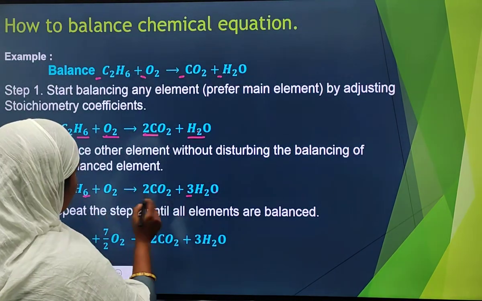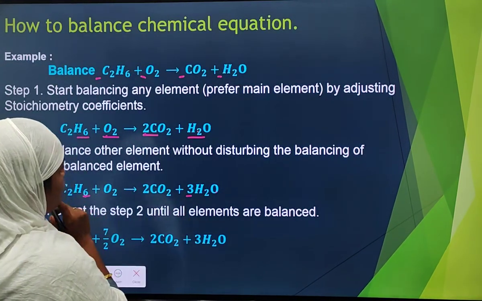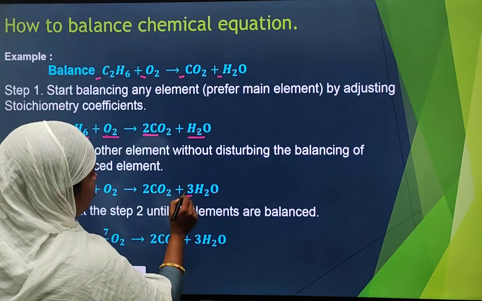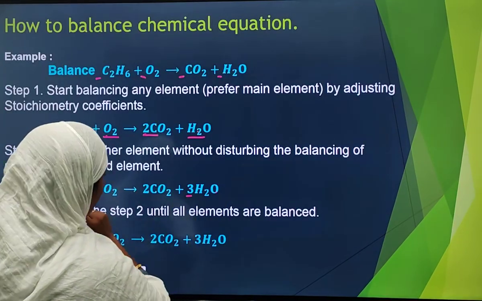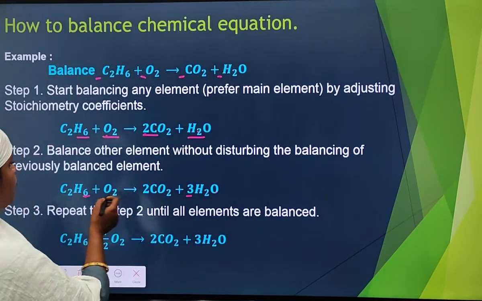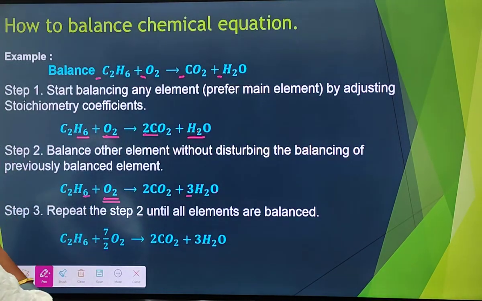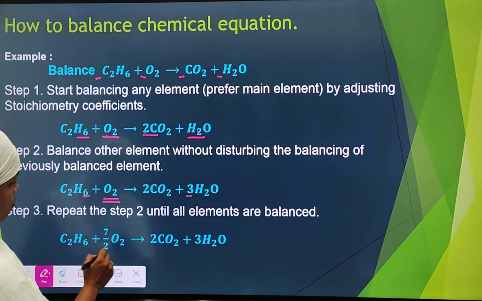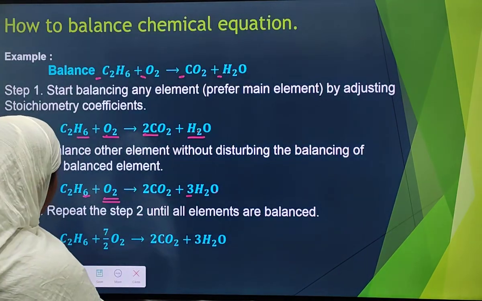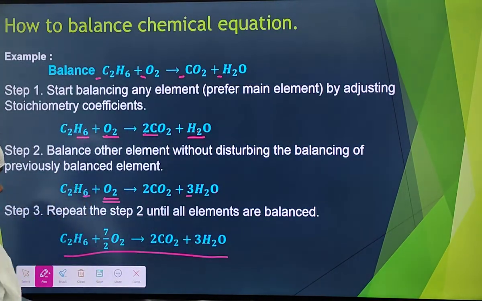But then oxygen over here is 1 plus 2 4. Here 1, no, sorry, it's not 1, it's 3 oxygens plus 4. 3 plus 4 is 7 oxygens. And over here in the reactant there is only 2 oxygens. So we'll apply 7 by 2. So now the reaction is balanced. Fine.